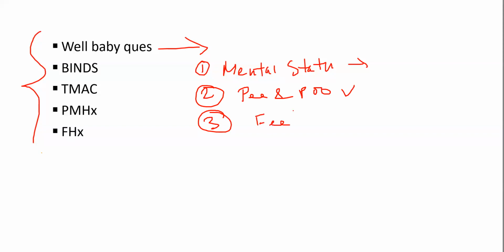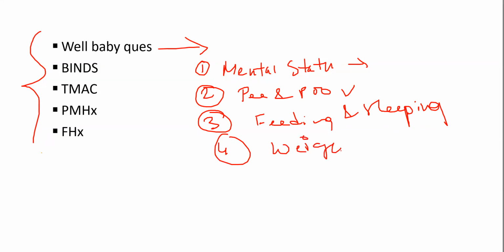We also ask about feeding and sleeping. You can ask here, how about his feeding and sleeping? Is he able to keep anything down, or is everything he is vomiting out? And number 4 is any loss of body weight. Okay, so these are the 4 questions that we ask in every child as part of the well baby questions. All good?